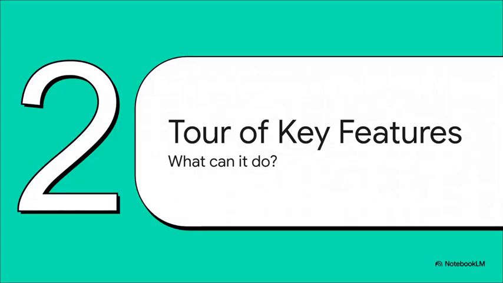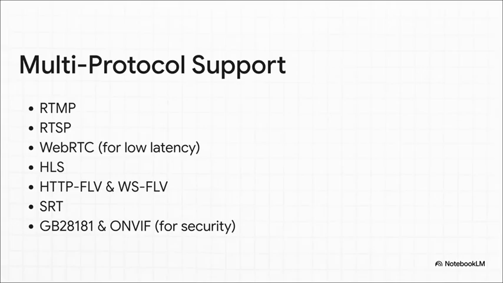Okay, so now we know how it's put together, but what can this toolkit actually do? This is where things get really interesting, because Monibuca is incredibly versatile. You can see that versatility right away just by looking at the protocols it supports. I mean, you've got all the industry standards, right? RTMP, RTSP, HLS. But then you also have modern ultra-low latency options like WebRTC and SRT. It even handles specialized protocols for security cameras like GB28181 and ONVIF. This massive range basically means it can handle video from almost any source and send it to any destination.